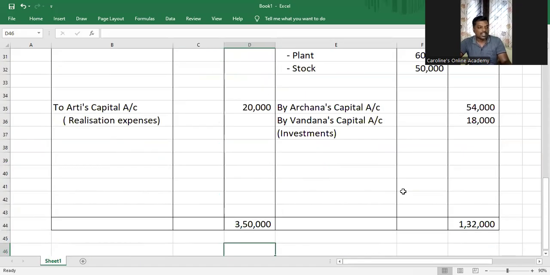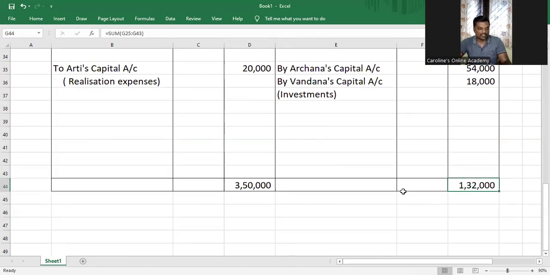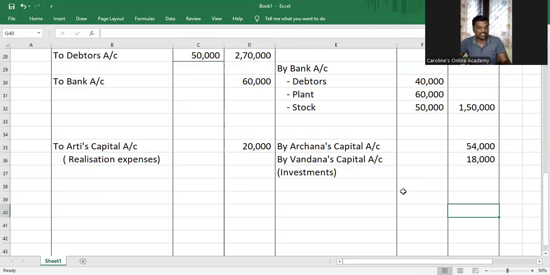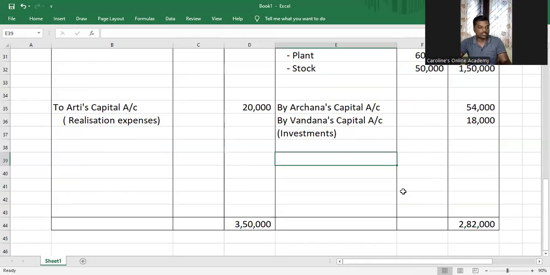Understood or not, my dear children? And we see that the debit side total is 3,50,000 and the credit side total is 1,32,000, which means that the debit is more than the credit. Oh, wait a minute. We have to add all this in right here. So the total of the amount realized as assets, we had written it in the inner column individually, but we have not written the total. I just did that. We see that 2,82,000 is the liability credit side total. So it's actually a loss because the debit side is more than the credit side.